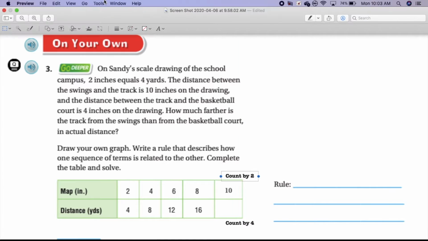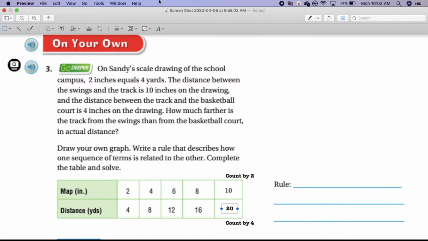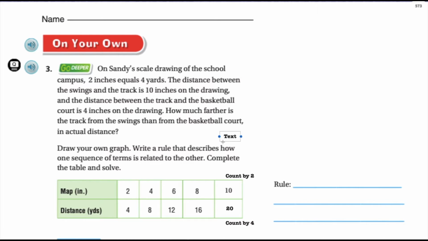Or you could do 4 times 1 is 4. 4 times 2 is 8. 4 times 3 is 12. 4 times 4 is 16. 4 times 5 is 20. So moving over to the right, you're going to go ahead and write that rule. I'm going to be more specific, and I'm going to say that for the maps, you count by 2s, and for the distance you count by 4s. Write that down.